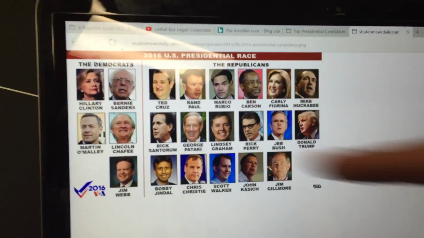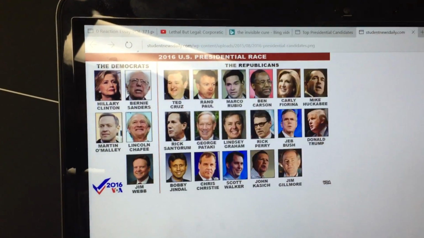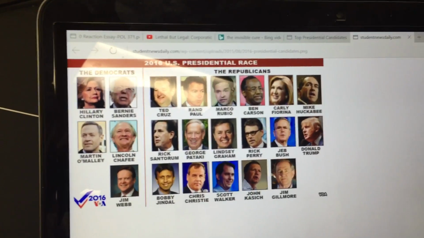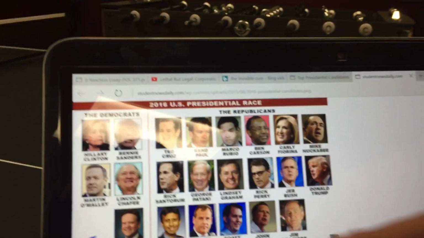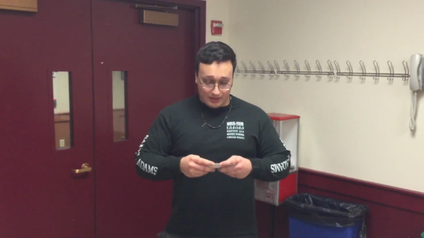As you can see here, these are the presidential candidates from the Democrats and the Republican side. Currently, only Hillary Clinton and Bernie Sanders are running, and on the Republican side, Ted Cruz, John Kasich, and Donald Trump are currently running as well. According to the PEW Research Center, only 61% of Americans know the difference between the Democrats and the Republicans.